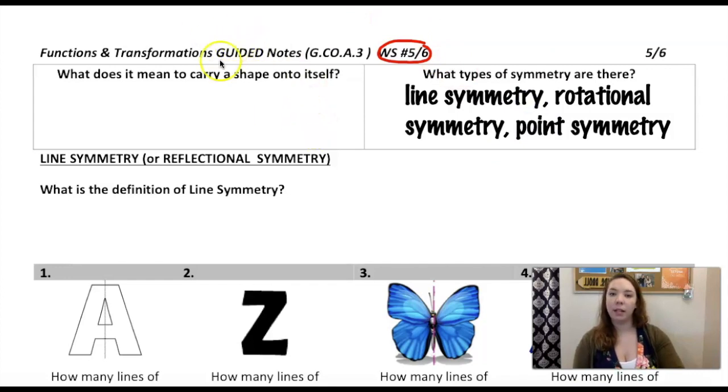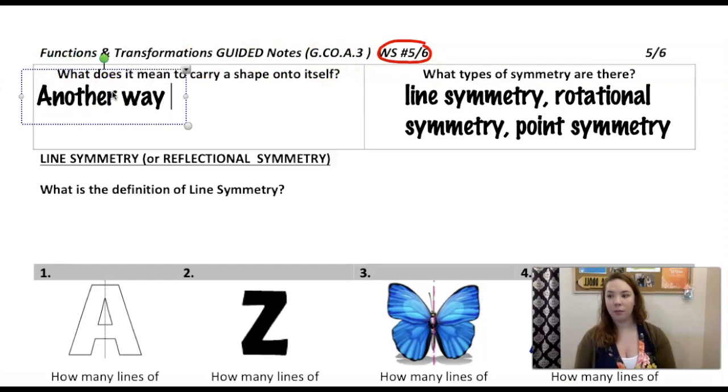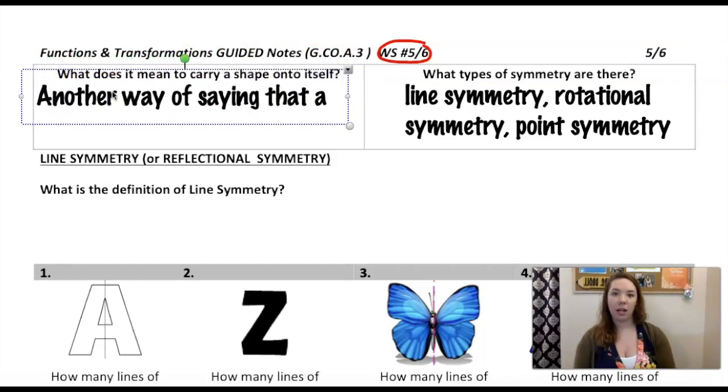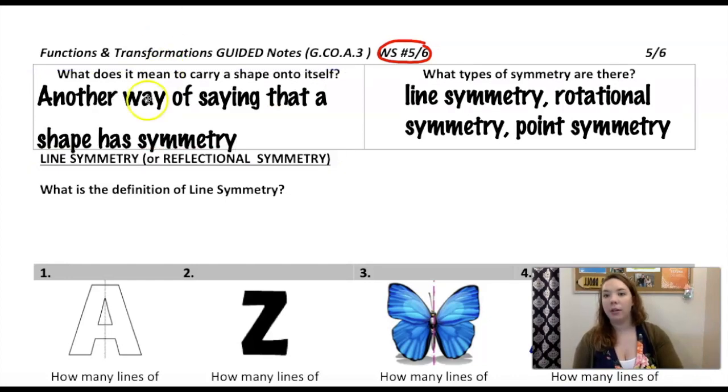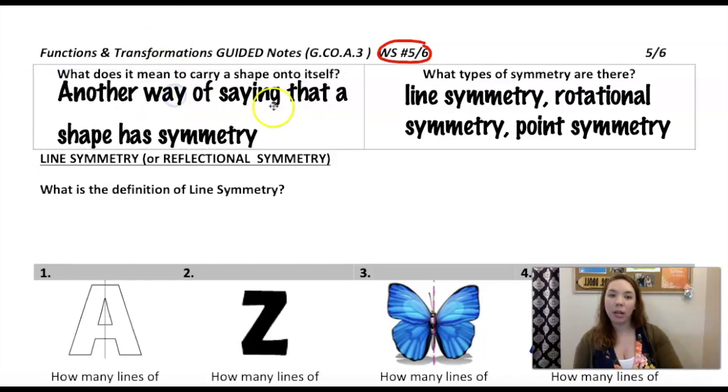And then what does it mean to carry a shape onto itself? That's another way of saying that a shape has symmetry. So those are interchangeable. We can say a shape has symmetry, and usually at that point we're more specific. Does it have line symmetry or rotational symmetry, for example? We could also say that a shape can carry onto itself.